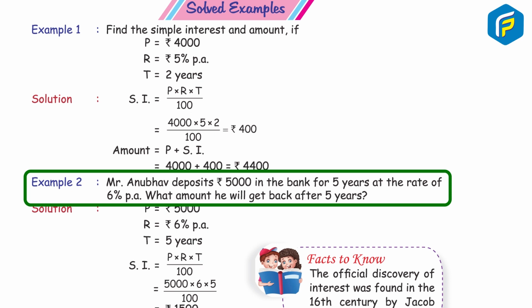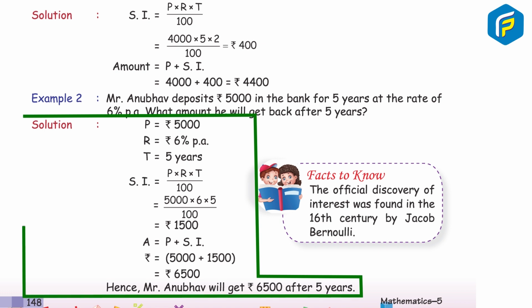Example 2. Mr. Anubhav deposits rupees 5,000 in the bank for 5 years at the rate of 6% PA. Find the amount he will get back after 5 years. Solution: P equals rupees 5,000, R equals 6% PA, T equals 5 years. SI equals P into R into T upon 100 equals 5,000 into 6 into 5 upon 100 equals 1,500. A equals P plus SI equals 5,000 plus 1,500 equals rupees 6,500. Hence, Mr. Anubhav will get rupees 6,500 after 5 years.